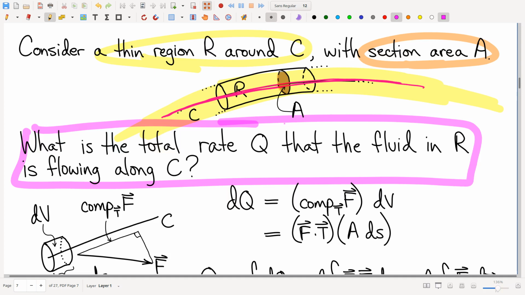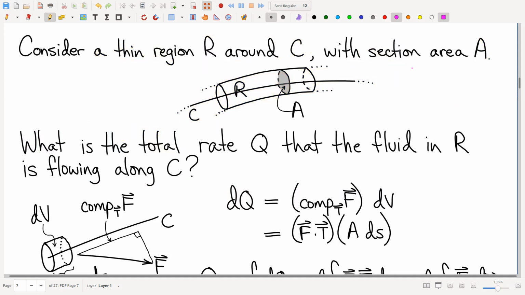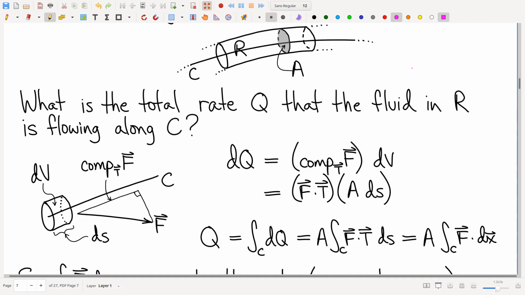Okay, so with that setup made, this is a very direct computation. I'm going to take all of my fluid. I'm going to break it up into little pieces. Here's a little piece of my fluid in my region R. Again, keep in mind our region R is something like this. So there's a little piece of it. And if the velocity of the fluid is the vector field F that I have in that picture, then the extent to which it's flowing along the curve is this component.